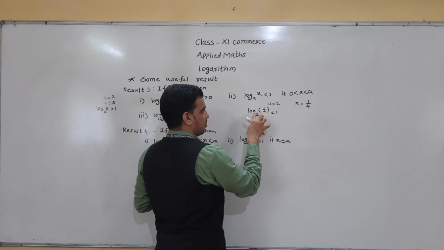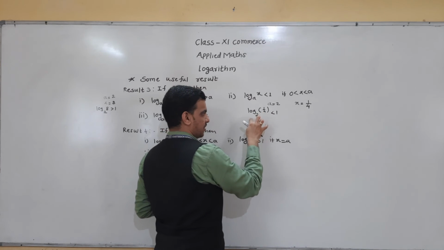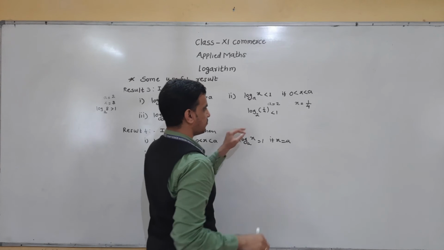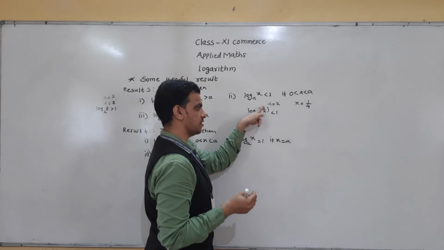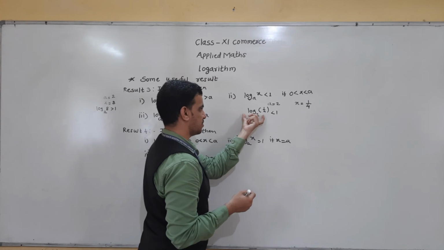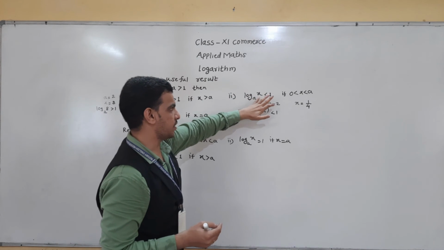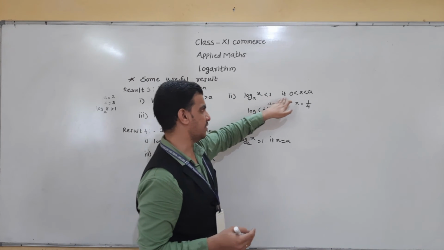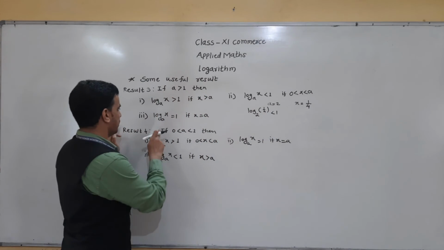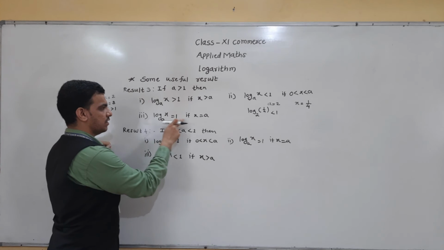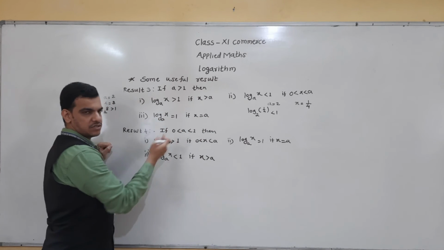Because log of 1 by 4 to the base 2, the answer we will get is minus 2. When we raise the power of 2 by minus 2 we get 1 by 4. So this minus 2 is less than 1. So log x to the base a is less than 1 if x is in between 0 to a. Similarly, log x to the base a is equal to 1 if x is equal to a. So if argument and base are the same, the answer is 1.